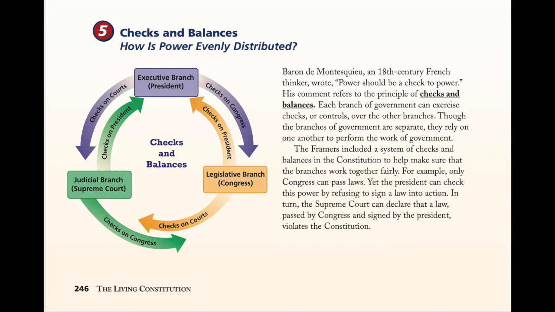The framers included a system of checks and balances in the Constitution to help make sure that the branches work together fairly. For example, only Congress can pass laws. Yet the President can check this power by refusing to sign a law into action. In turn, the Supreme Court can declare a law passed by Congress and signed by the President violates the Constitution.